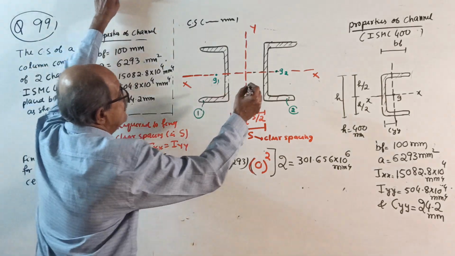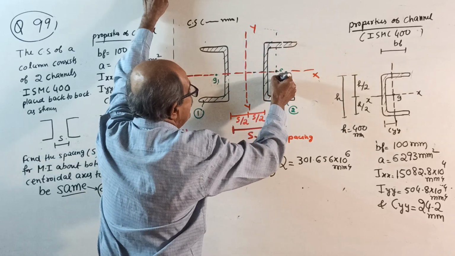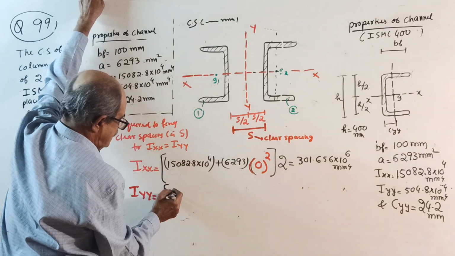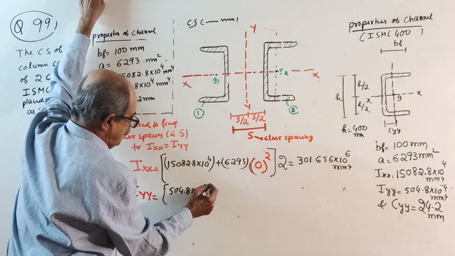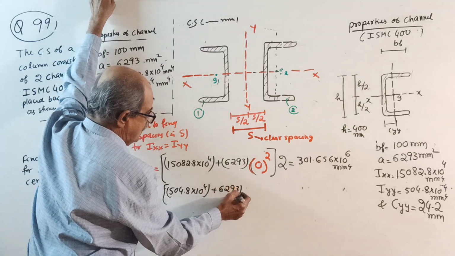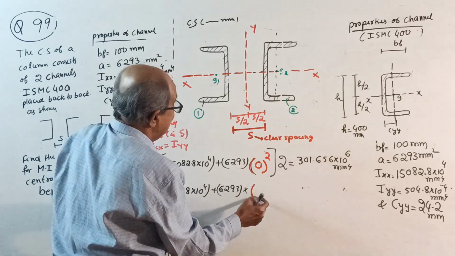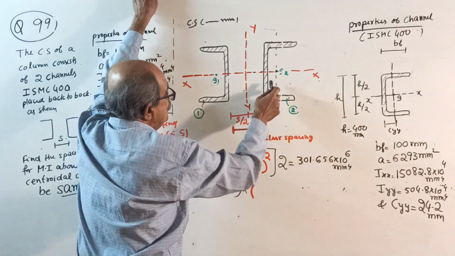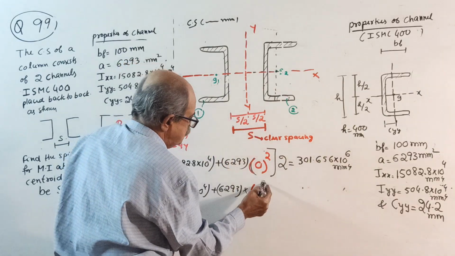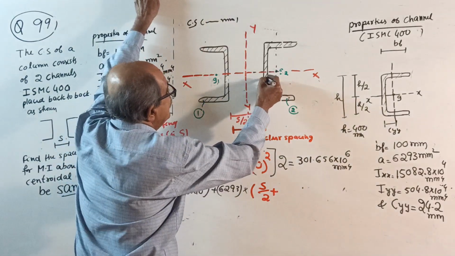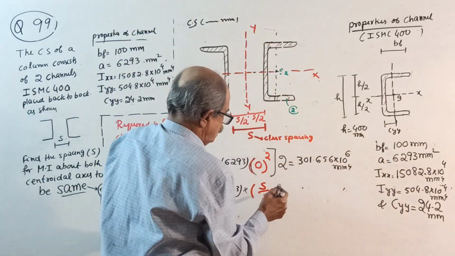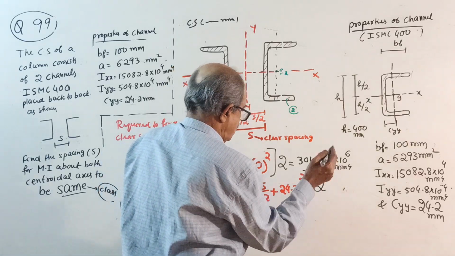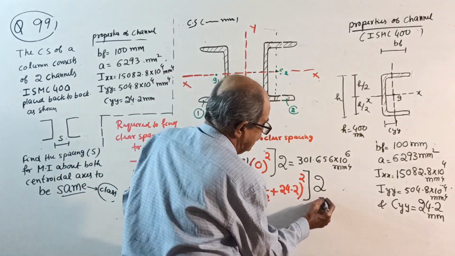IYY equal to, first, I about its own centroidal axis, parallel to YY, which is 504.8 times 10 to the power 4, that is Ig, plus 6293, the area, into, very important now, the distance from centroid G2 to YY squared, which is S by 2 plus CYY, 24.2, whole squared. Then multiply by 2.